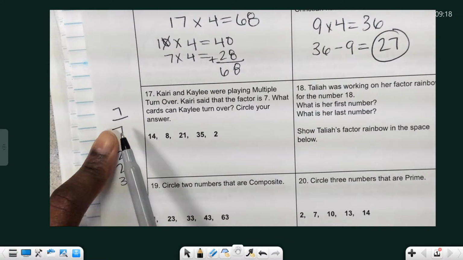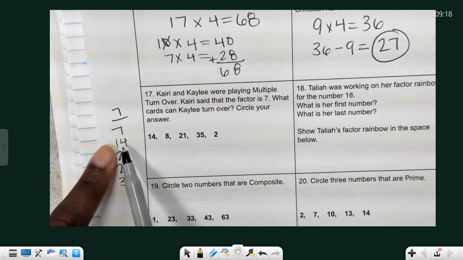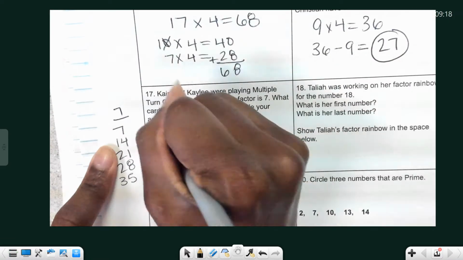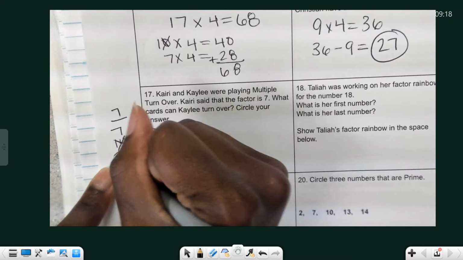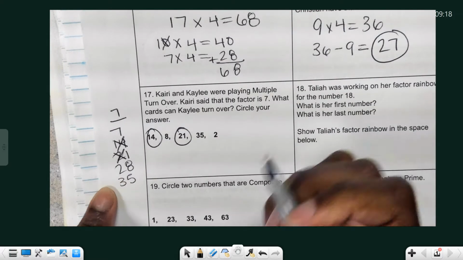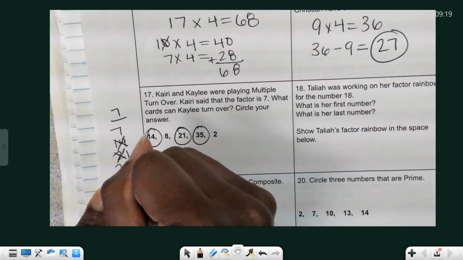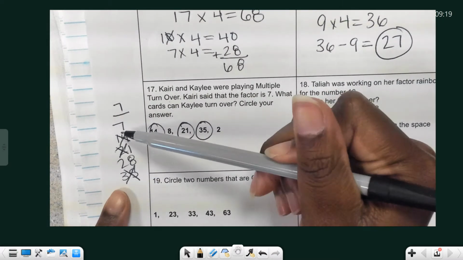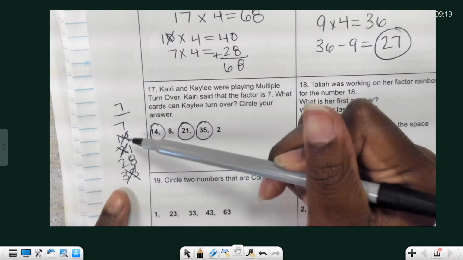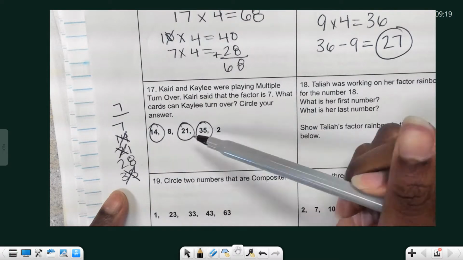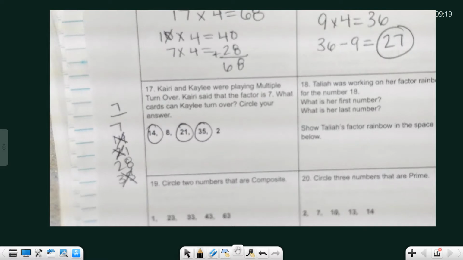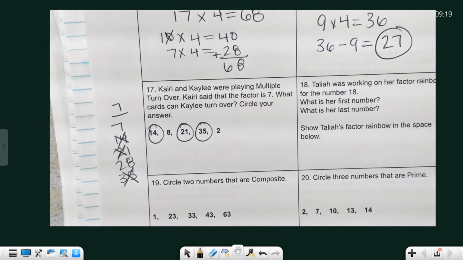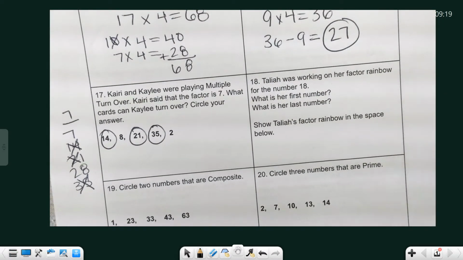Do we have a 7? Yes, we do. Do we have a 14? Yes. Circle it and cross it off on this list. Do we have 21? Yes. Circle and cross it off. 28? No. 35? Yes. Circle and cross it out. And that's it. This is why it's important to actually write this on your paper so when you're doing the test, you can go back to it and make sure you're not skipping something. Any questions about 17? Let's look at 18.